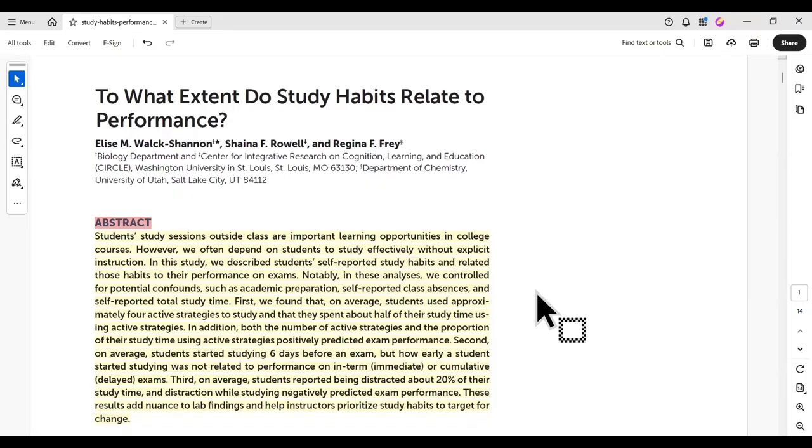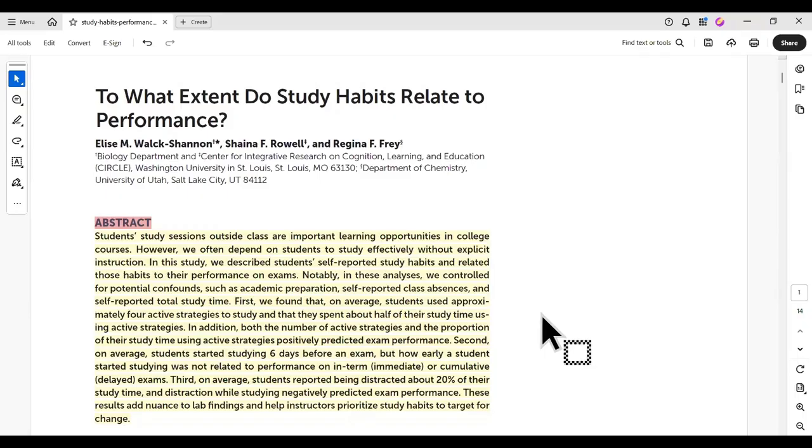First, we found that on average, students used approximately 4 active strategies to study, and that they spent about half of their study time using active strategies. In addition, both the number of active strategies and the proportion of their study time using active strategies positively predicted exam performance. Second, on average, students started studying 6 days before an exam, but how early a student started studying was not related to performance on interim, immediate, or cumulative delayed exams. Third, on average, students reported being distracted about 20% of their study time, and distraction while studying negatively predicted exam performance. These results add nuance to lab findings and help instructors prioritize study habits to target change.